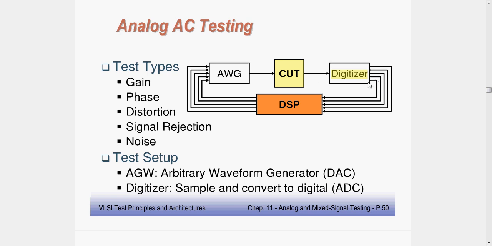What is the component that controls this test? We have a digital signal processor or a testing circuit. What is the purpose of this testing circuit? It receives the response from the circuit under test, and it also generates the control signals for the arbitrary waveform generator.